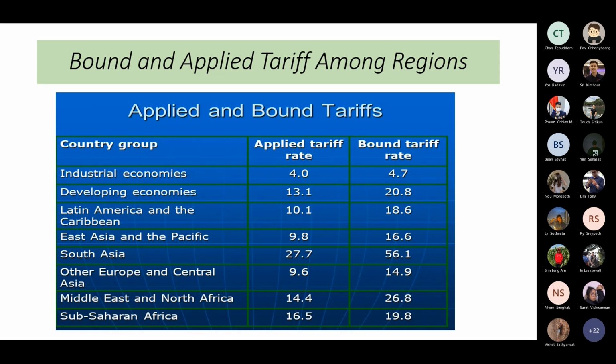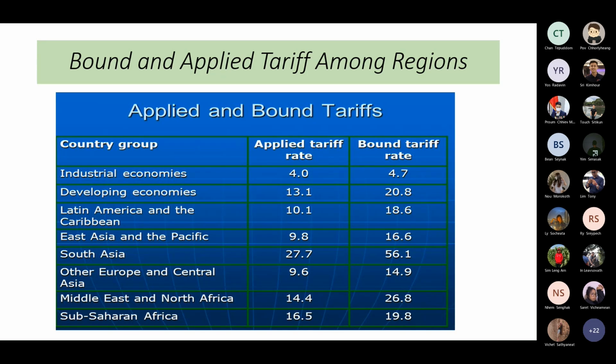overhang. And sub-Saharan Africa, the bound tariff rate is not that high, only around 20%, while the applied tariff rate is only 16.5%. So you can see from the table right here, in all the regions across the world, bound tariff duty is always higher than the applied tariff rate. The level of difference between bound tariff rates differs from one region to another depending on their level of concession, their level of commitment that they are willing to provide.